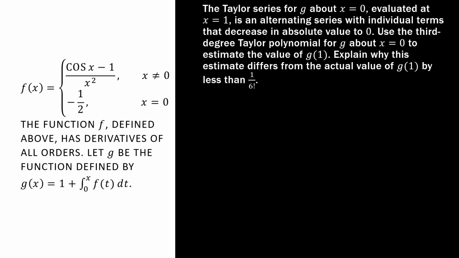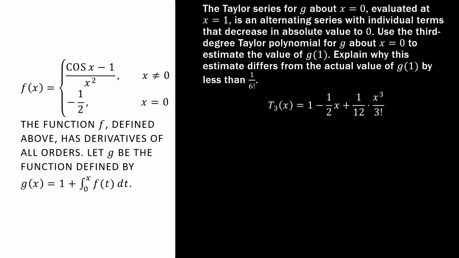All right, so next part says the Taylor series of G about x equals 0 evaluated at x equals 1 is an alternating series with individual terms decreasing in absolute value. So we know it's an alternating series, we know it's decreasing. So it says use a third degree Taylor polynomial to estimate the value of G of 1 and explain why this estimate differs from the actual by less than 1 over 6 factorial.